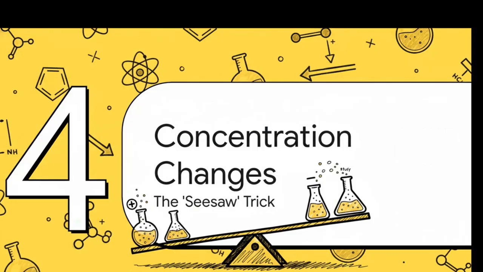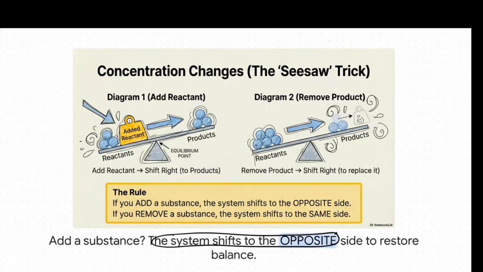All right, time for our third and final factor, concentration. If temperature is the thermostat and pressure is about space, then concentration, well, it's just like a chemical seesaw. It's all about adding or removing stuff. This analogy makes it almost too easy.